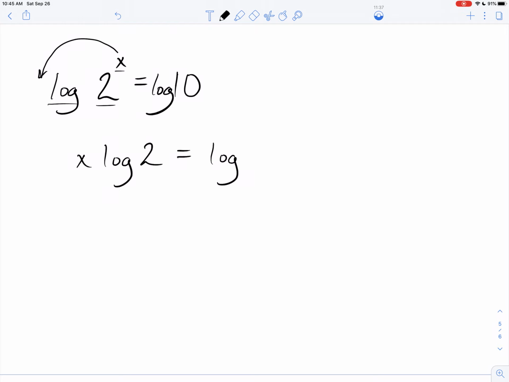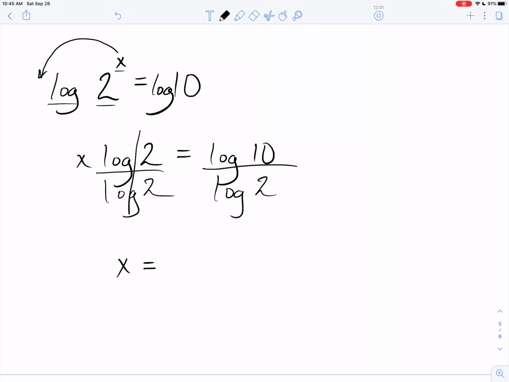Then on the other side, I have log of 10. Now, I don't want x times log of 2. I don't, but I can divide by that. And I could say, well, the log of 10 divided by the log of 2, that should be my answer, because over here, if you divide something by itself, you get to cancel it. It's 1.